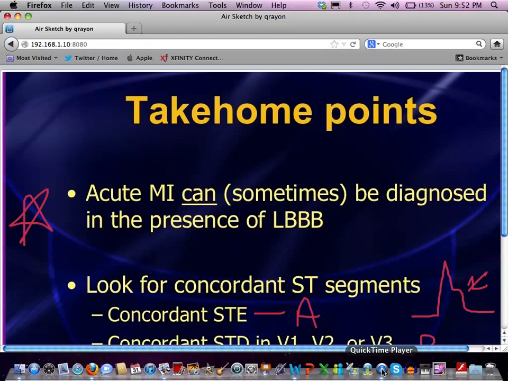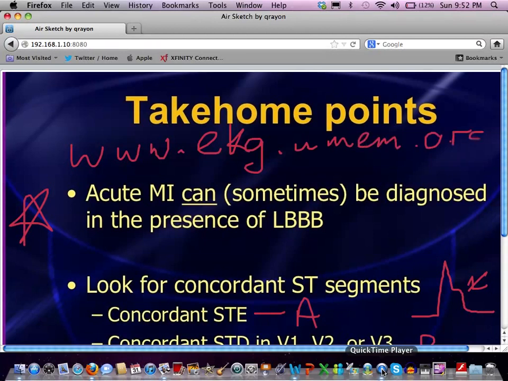And for those people that want a little bit more practice with this concept of Sgarbossa criteria, we've done this in the EKG video series a couple of times now. Last time we did it was July 23rd, 2012. So just go to the EKG website, www.ekg.umem.org, and scroll back to July 23rd. You get some more practice, and I hope that's helpful.